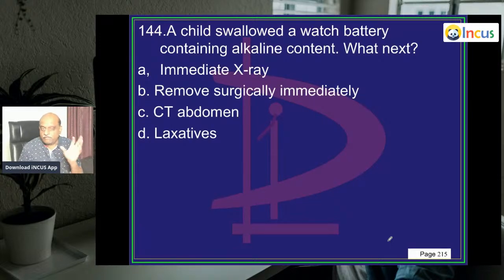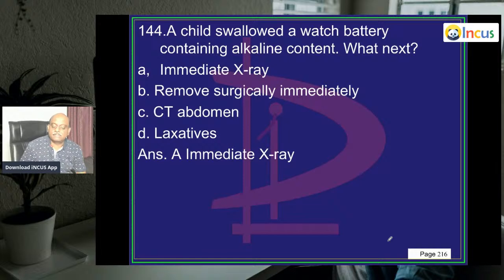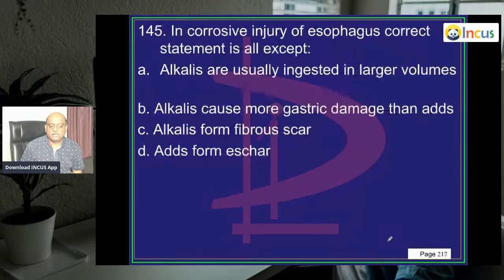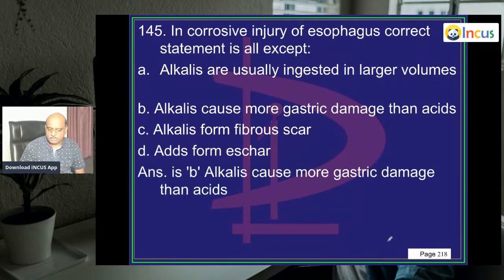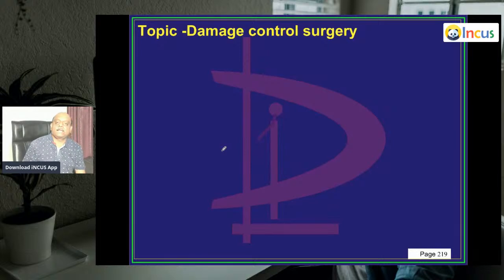A child swallowed a watch battery containing alkaline content. What do you want to do? Immediately X-ray. In corrosive injury of the esophagus, you should remember, generally people, unless they consume a large volume of alkali, it won't lead to injury. And alkalis form fibrous scar, and the acids form eschar. Then acids damage more than the alkalis. The stomach damage will be more with the acid than alkali.